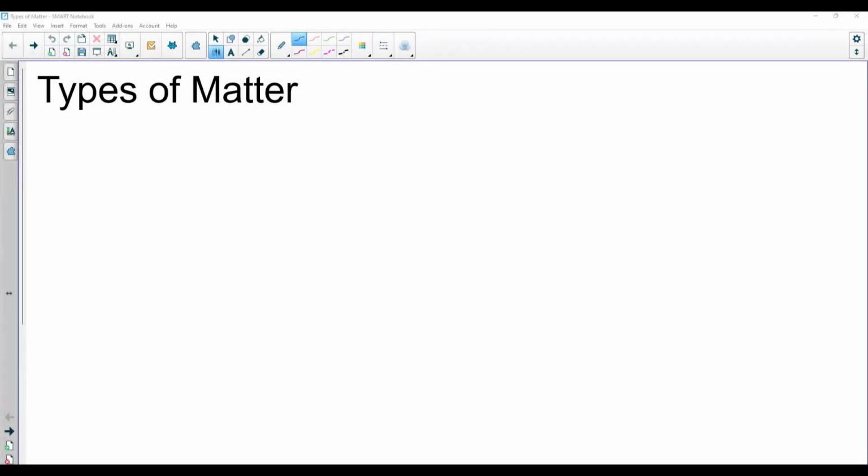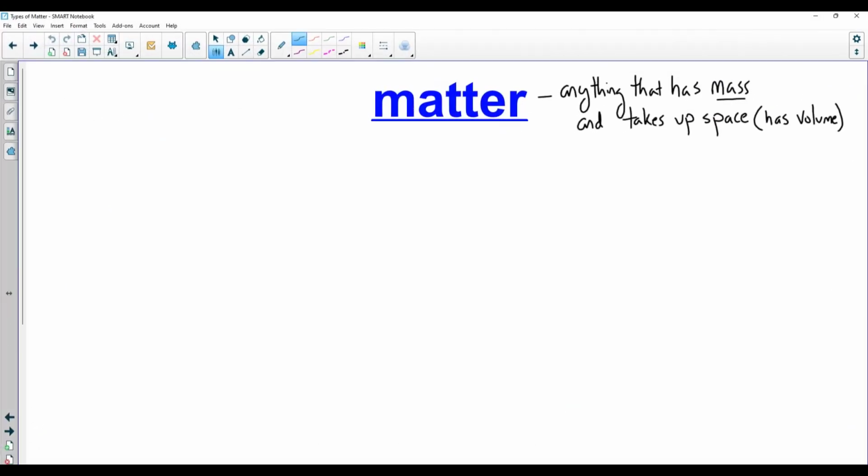I'm here today with a video about types of matter. Make sure you've got some paper and something to write with, and let's get started. Now, the first thing for the notes today is matter, and that's defined as anything that has mass and takes up space. I mean, it has volume.